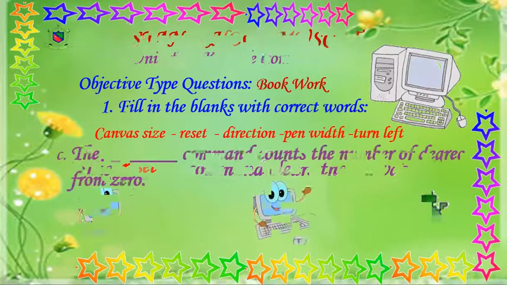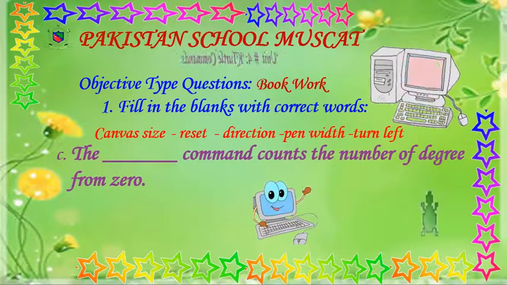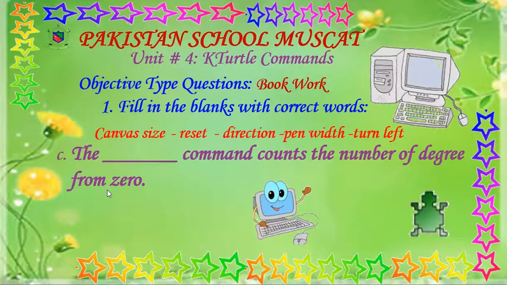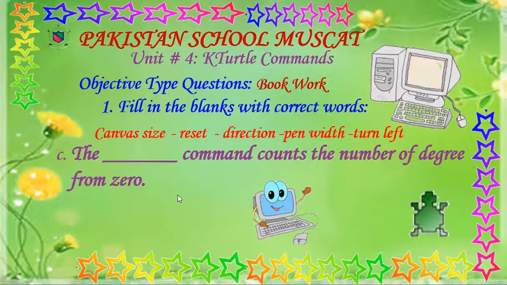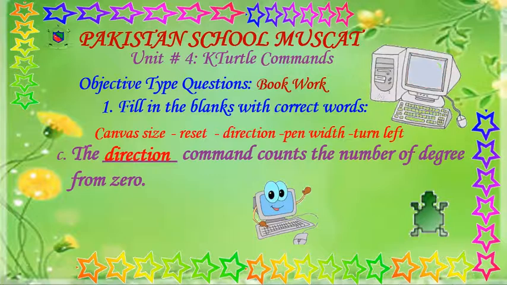Now we move on to the next one, the C part. The dash command counts the number of degrees from 0. So which command counts the numbers from 0? Yes, that's the direction command, as we have just discussed over here.